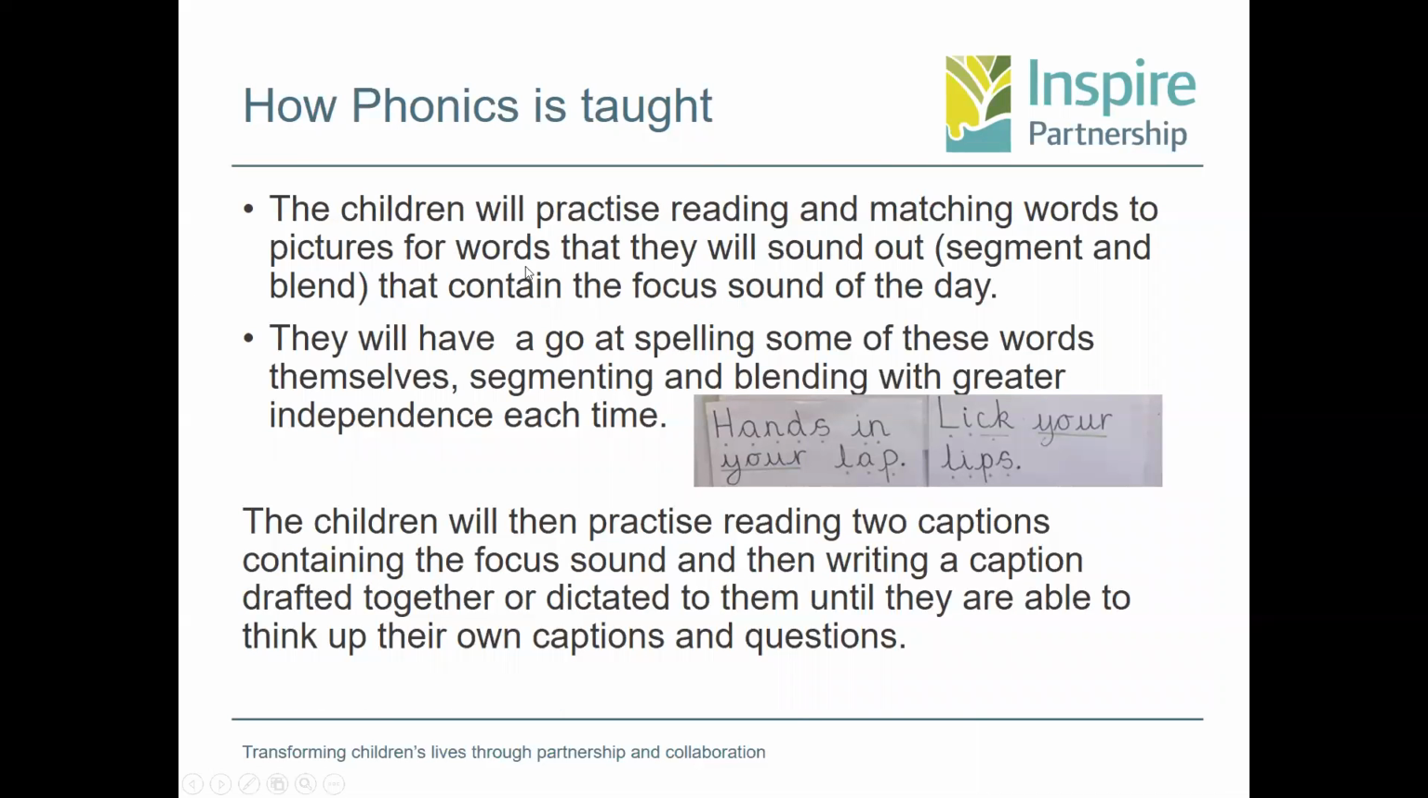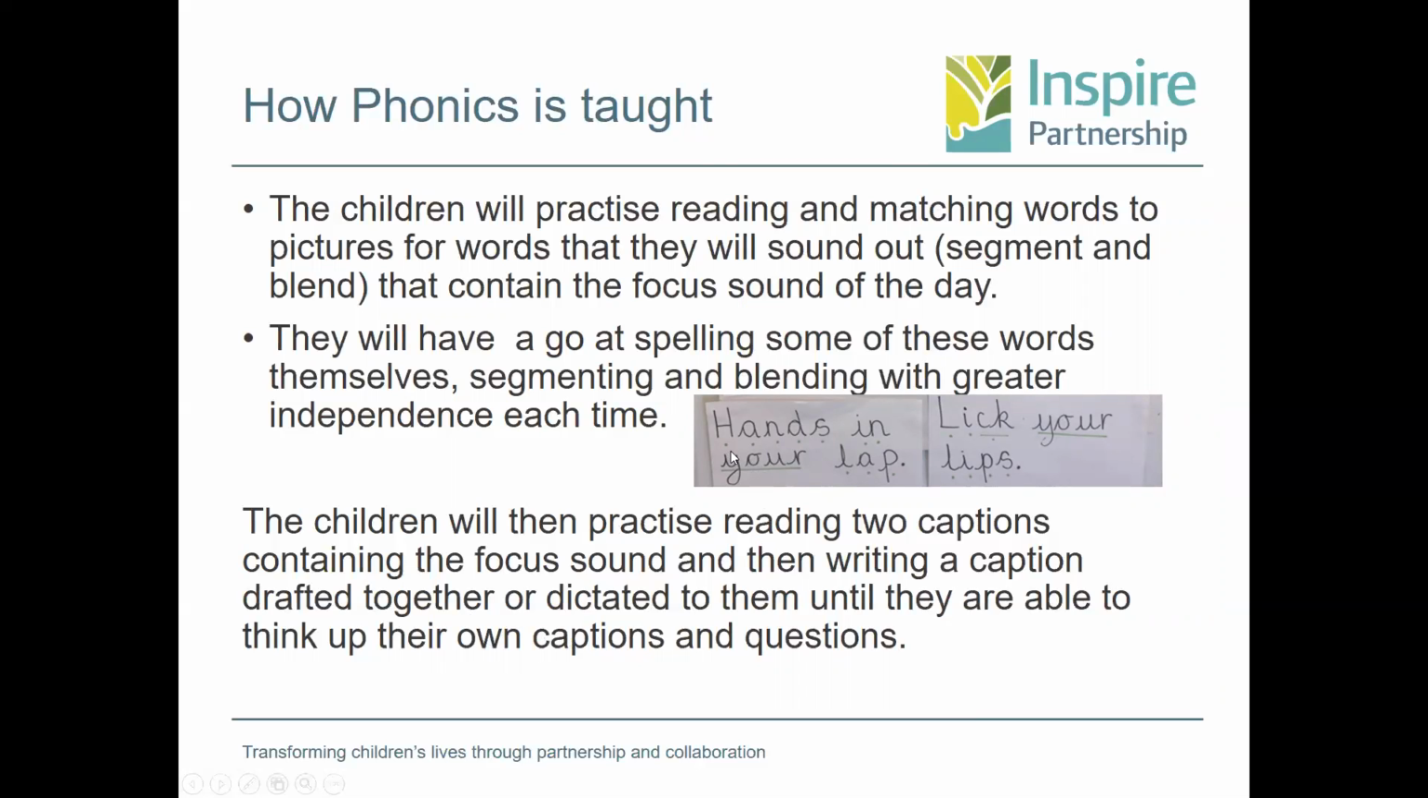The children will practice reading and matching words to pictures for words that they will sound out. That's the words that they segment and blend, that contain the focus sound of the day. They'll also have a go at spelling some of these words themselves, segmenting and blending with greater independence each time. They will then practice reading two captions at least, which contain the focus sound, and then they'll write a caption drafted together, or perhaps the teacher might dictate a sentence to them that they're able to sound out and write, until they're able to think of their own captions and questions.